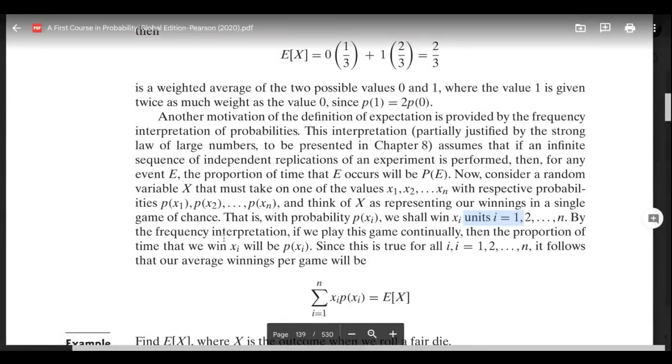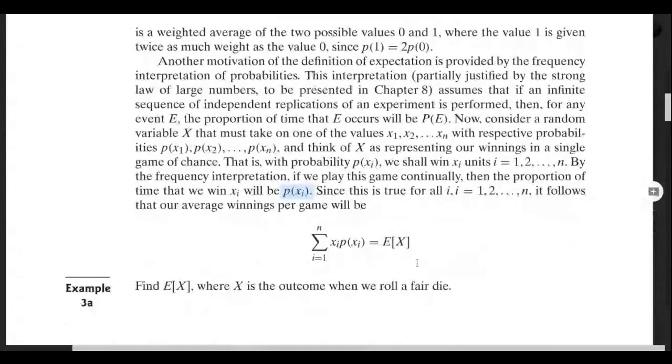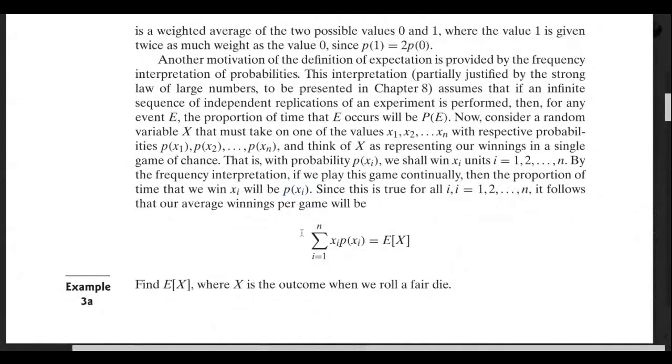By the frequency interpretation, if we play this game continually, then the proportion of time that we win xi will be the probability of xi. Since this is true for all i from 1 up to n, it follows that our average winning per game will be the expected value, which is the sum from 1 up to n of those xi's multiplied by their probabilities, adding up all of them.